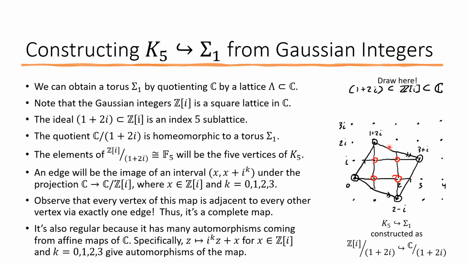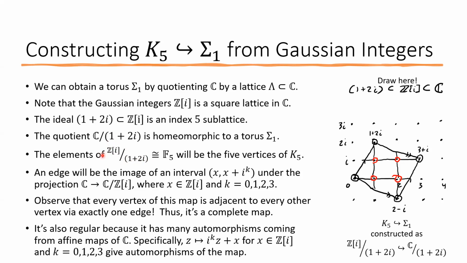Sorry, I guess I'm confused about why you picked those particular things. Is it just arbitrary? So this is a fundamental domain for the quotient. I'm quotienting out by this lattice generated by 1 plus 2i, and now I'm showing you a picture of the fundamental domain for that. Oh, okay, I see. So you pick any fundamental domain and then you go with that. Yeah, any fundamental domain is going to have 5 points of the Gaussian integers when you consider them as equivalence classes, because 1 plus 2i is index 5 inside of the Gaussian integers.